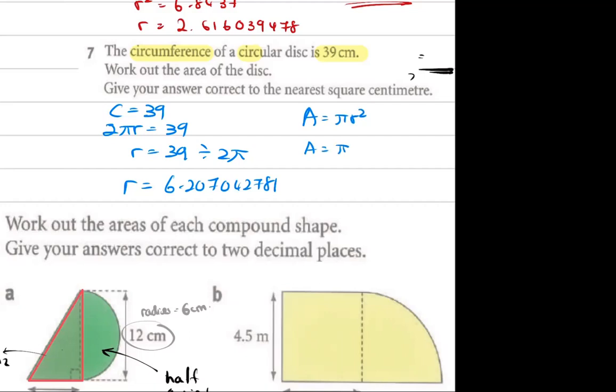Area is equal to pi times 6.207042781 squared. 121.0373342. Nearest square centimeter.